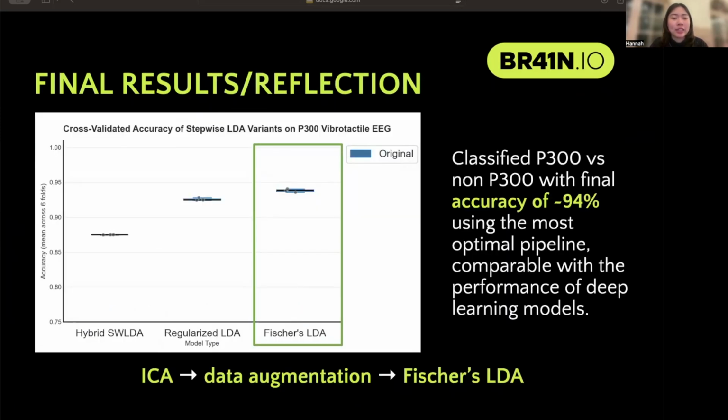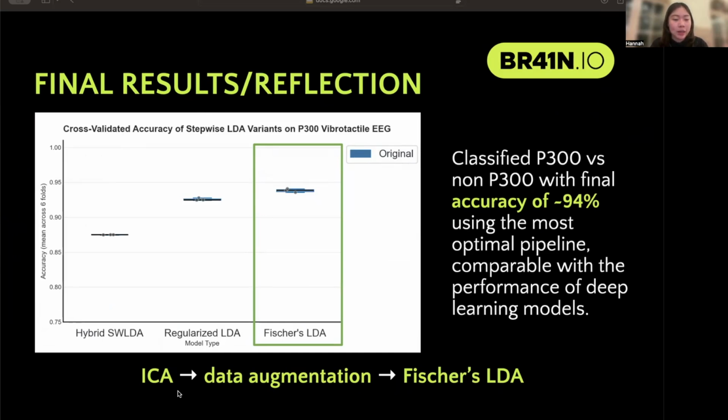Using this final pipeline for classification, we were able to classify P300 versus non-P300 signals with a test accuracy of 94%, which surpasses most baseline classification models and is comparable with performance of even deep learning models. However, we were able to achieve this accuracy with only a few hundred training examples, which shows great potential for both increasing efficiency of data collection and improving the patient experience as a whole.